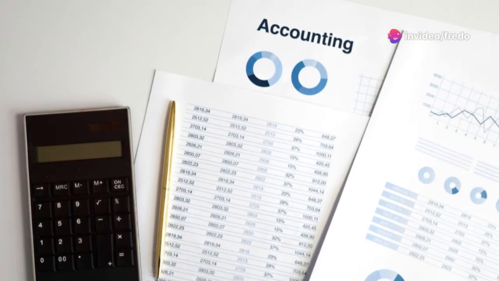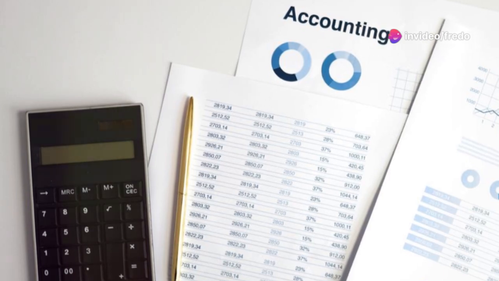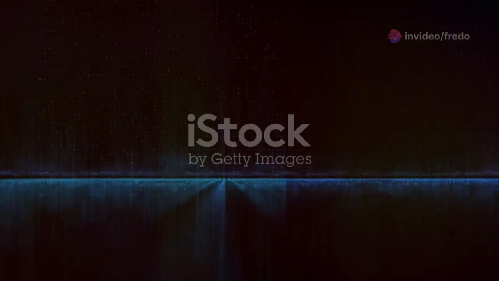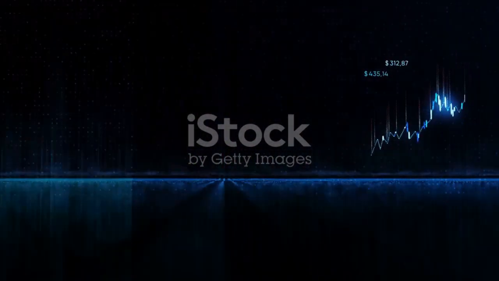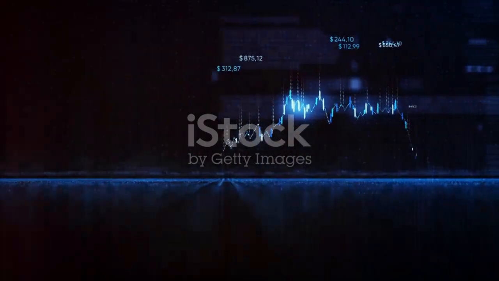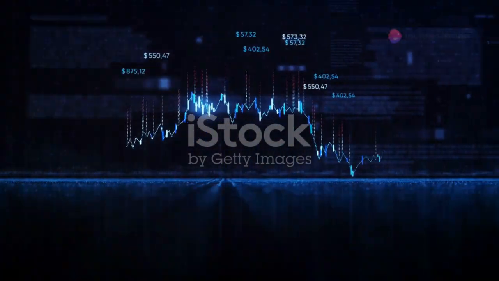Next, we need to align the accounting policies of both companies. This means if the parent company uses a certain depreciation method, the subsidiary should use the same method for consistency.